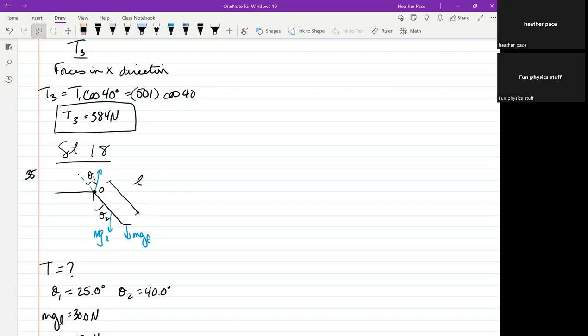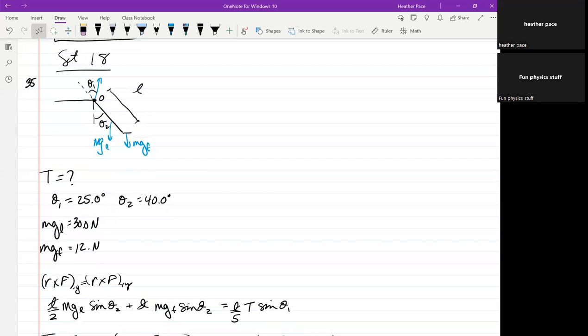All right, now we're moving on to set 18. We're going to stay in the same chapter. We're just going to fly through the book here to 35. We're looking at some big guy's leg, apparently.